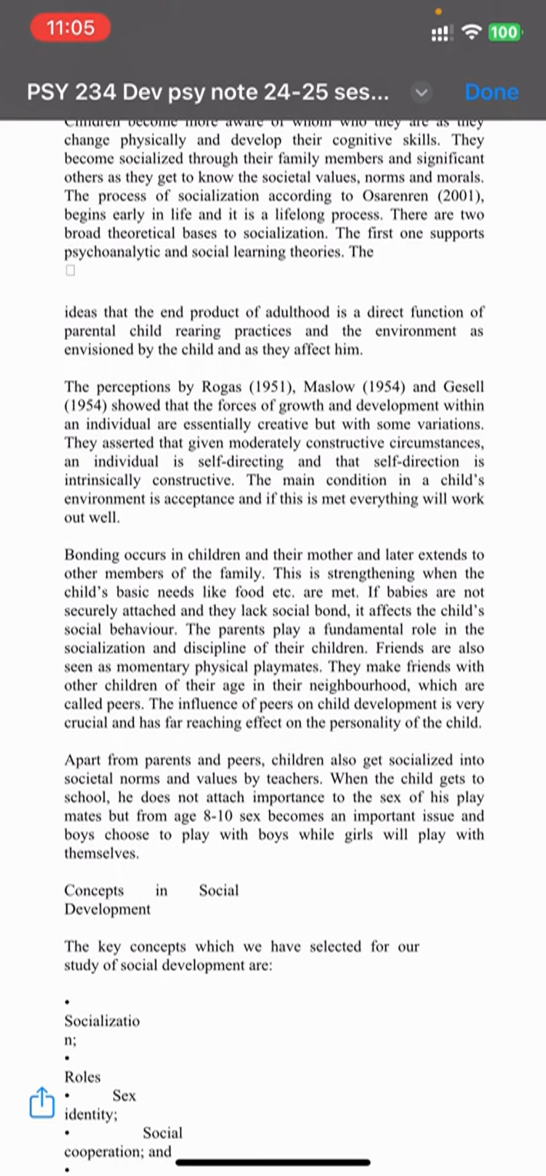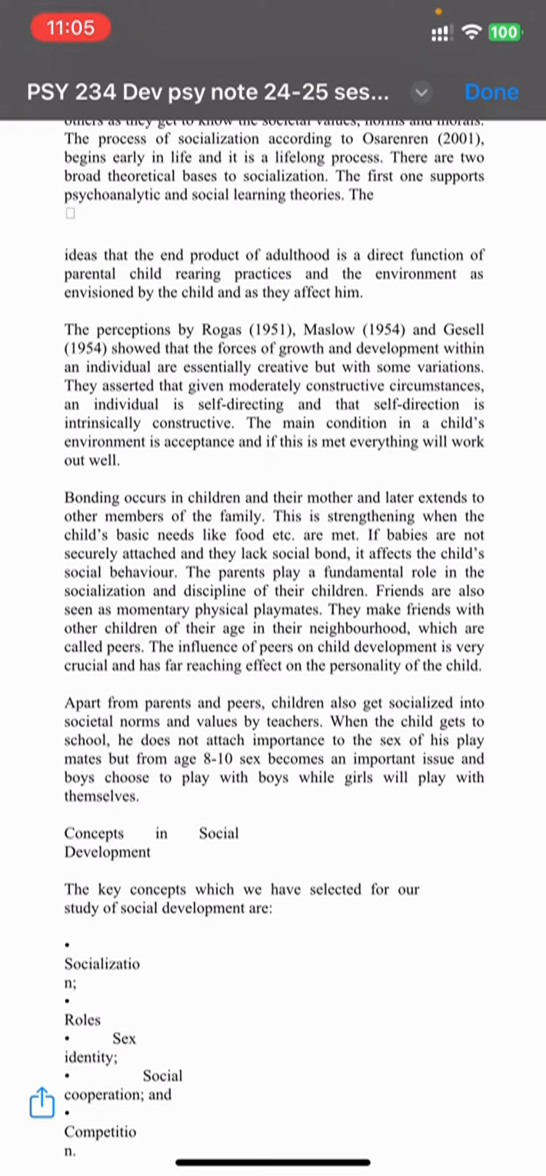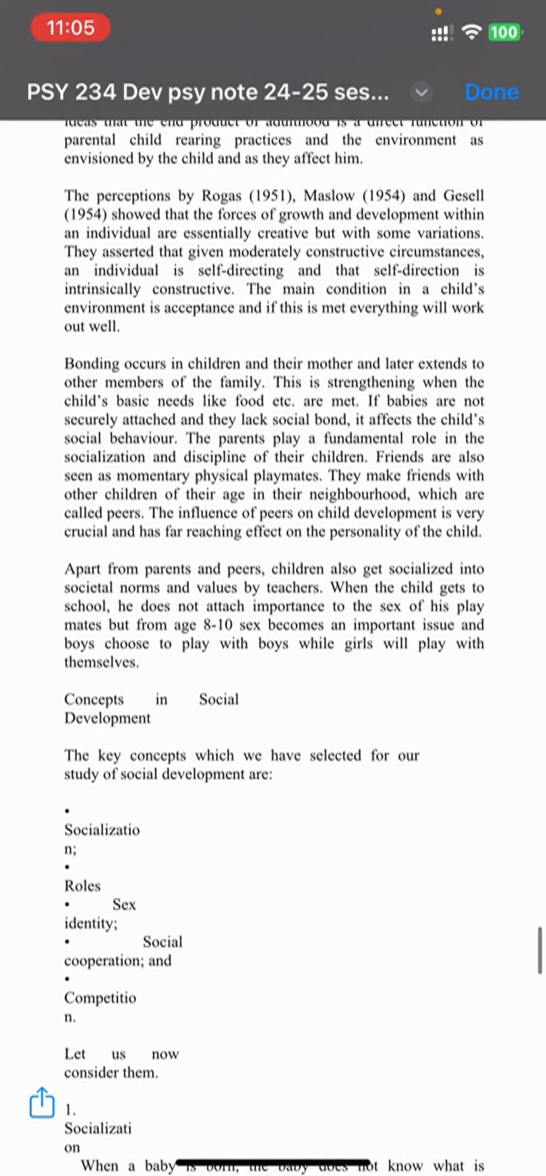Now, bonding occurs first between children and their mother, then extends to other family members. This is strengthened when the child's basic needs like food are met. If babies are not securely attached and they lack a social bond, it affects the child's social behavior. The parents play a fundamental role in the socialization and discipline of their children. Friends are also seen as momentary physical playmates. They make friends with other children of their age in their neighborhood, who are called peers.